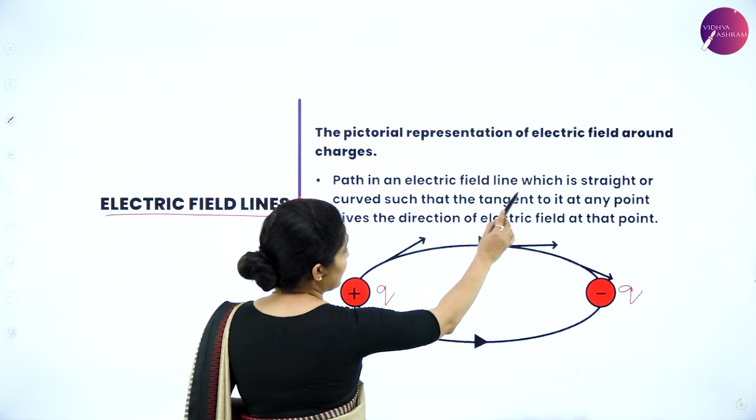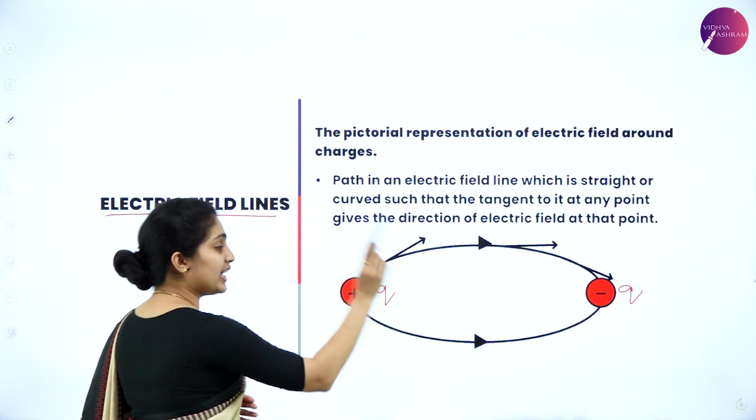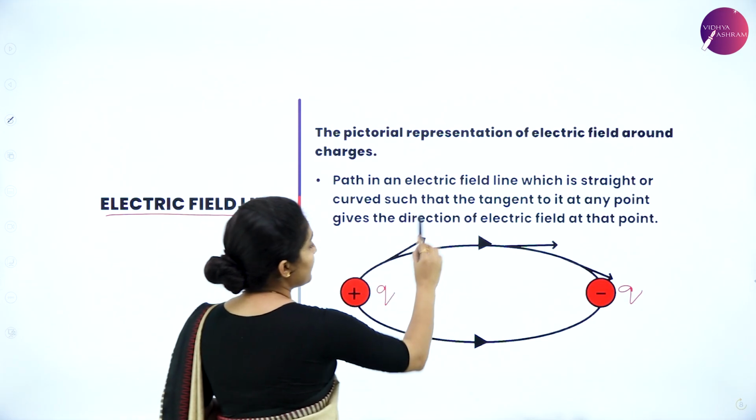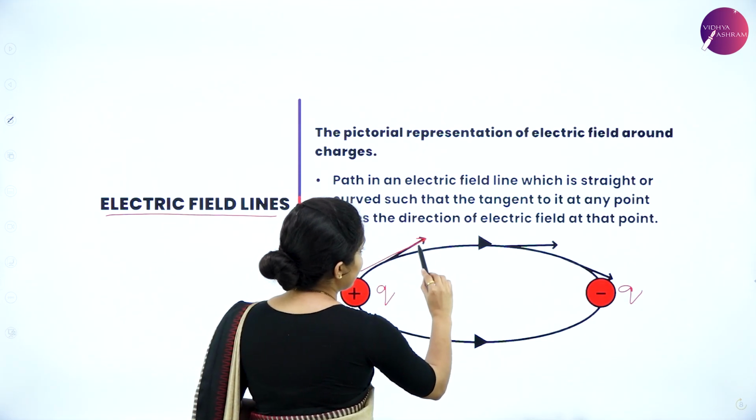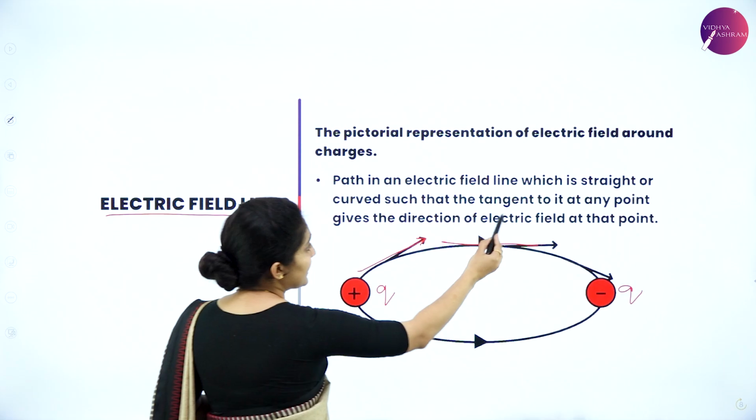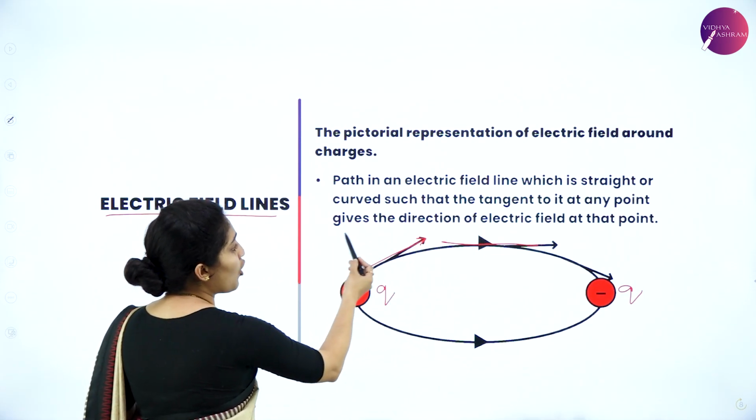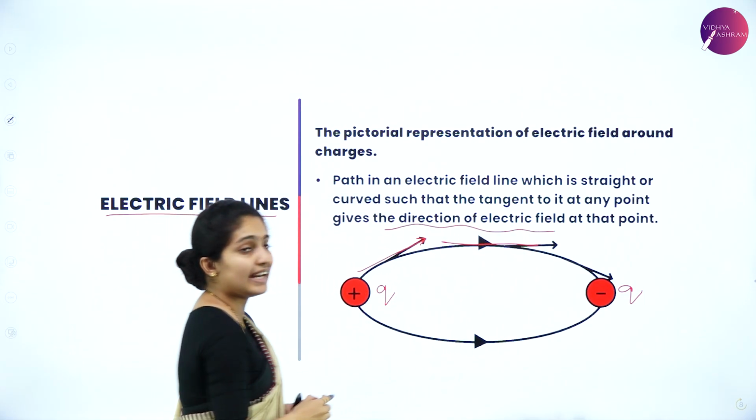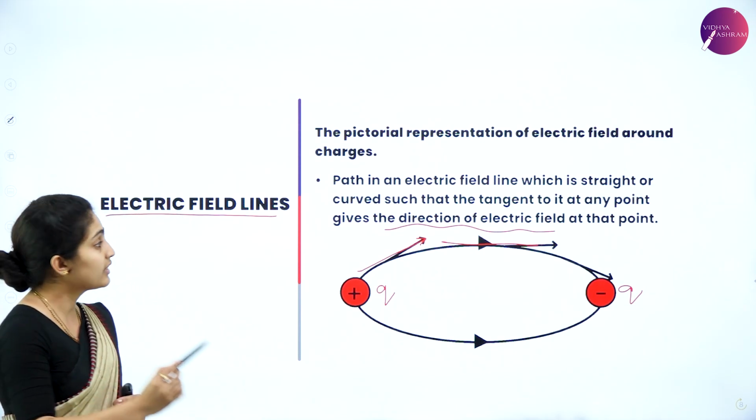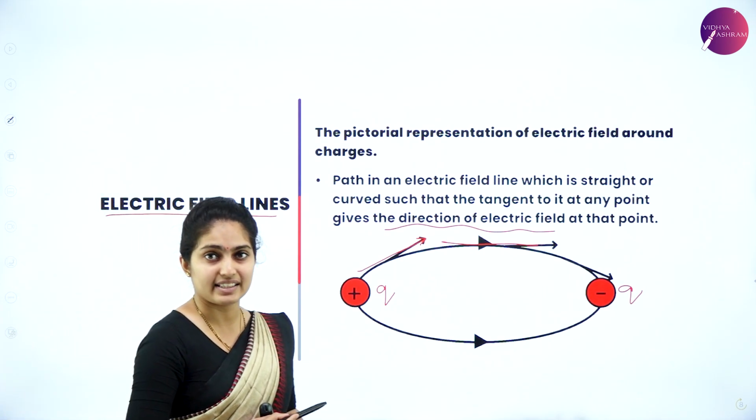An electric field line path can be straight or curved, and the tangents drawn to it, these are the tangents which are drawn to it, at any point give you the direction of the electric field at that point. This is known as your electric field lines.